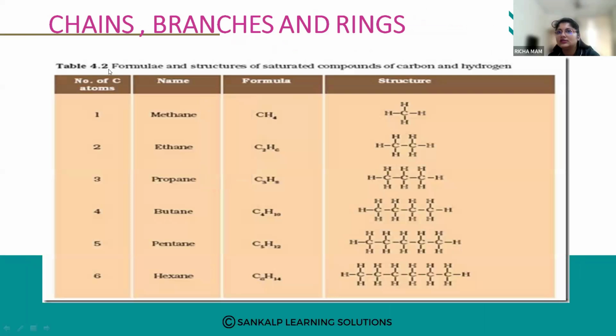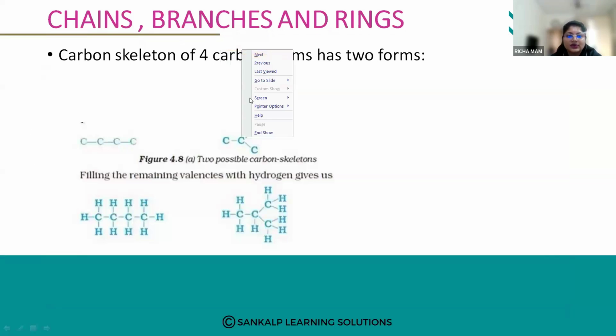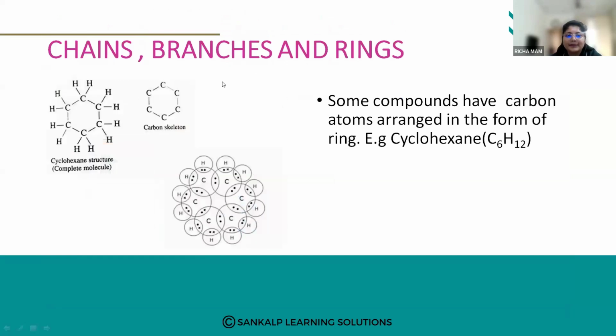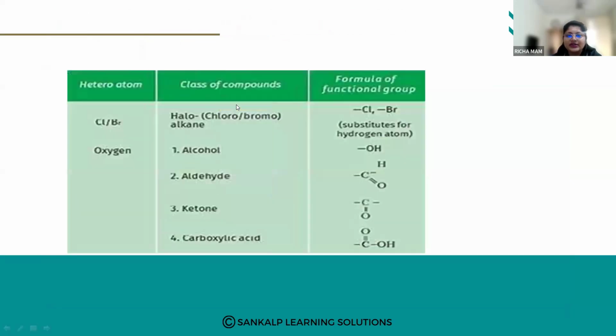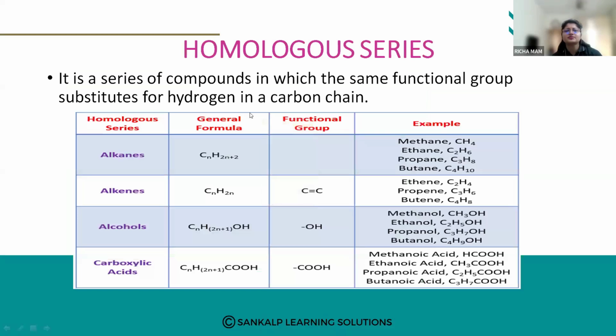Then how, through catenation, carbon gets linked in a linear chain, a branched chain, and a ring chain, and the different formulas and structures of the saturated compounds. So how carbon with four carbon atoms can have different forms we have seen: it can get linked in chain form, branched form, and ring form. We discussed all that, saturated, unsaturated, alkynes. Then based upon the heteroatom, the different classes of compounds, the different functional groups which we use in organic compounds.